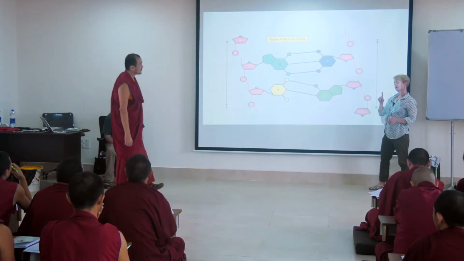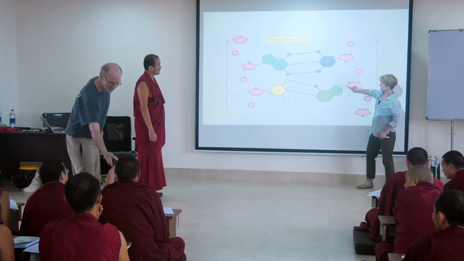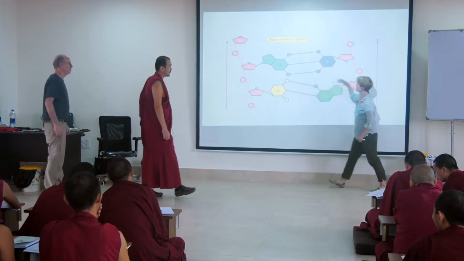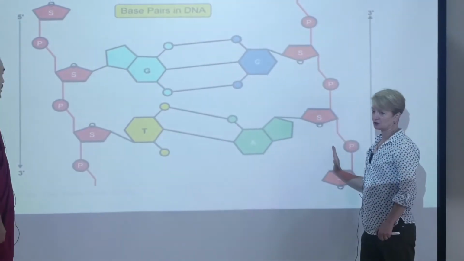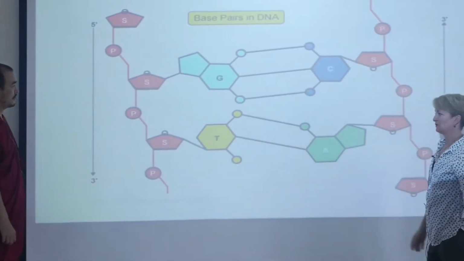But just to re-emphasize, these are covalent bonds. This is a covalent bond, but these are hydrogen bonds. So the structure of the backbone is strong, but the connections between the strands is relatively weak.